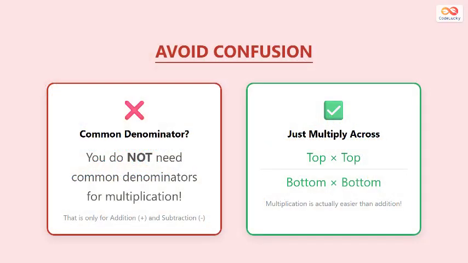A very common mistake beginners make is trying to find a common denominator. Please remember, you do not need a common denominator for multiplication. That step is only required when you are adding or subtracting fractions. For multiplication, just multiply the top numbers together and the bottom numbers together.